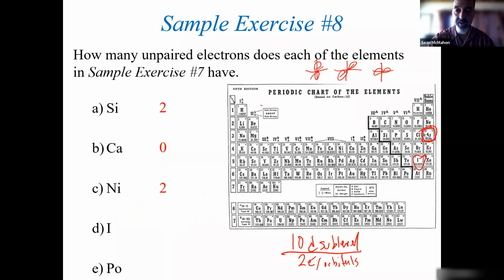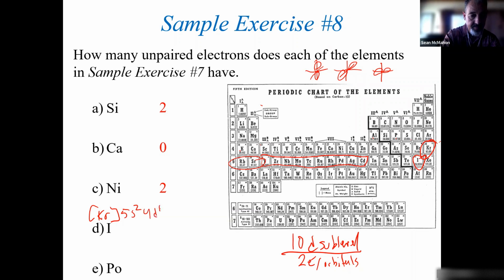Now, when I get to iodine, you'll start getting better at the shortcuts. So, whoops. Krypton. If I'm doing the configuration, it's krypton. And then to get to iodine, it's 5s2, 4d10, 5p5. If I look, now I'm getting a little bit more fluid with this.